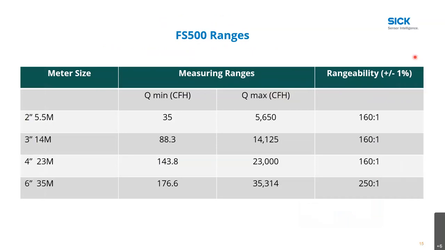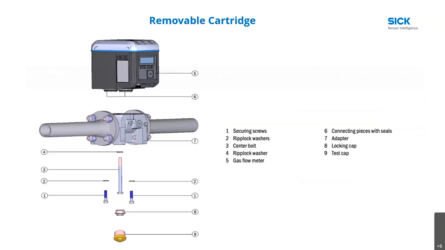Here are some of the different size meters that are available in the 500. You have a 2-inch, a 3-inch, 4, and a 6-inch. Those are the minimum and maximum flow rates for each of those meters. And of course, the rangeability, these are 1% out of the box. And as you can see, you can get from 160 to 250 turndown ratio with these 500 meters.